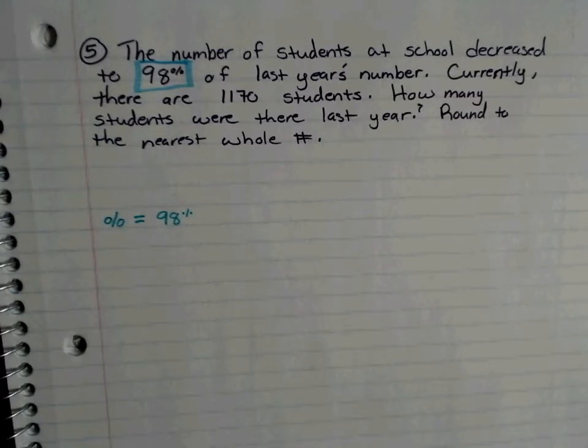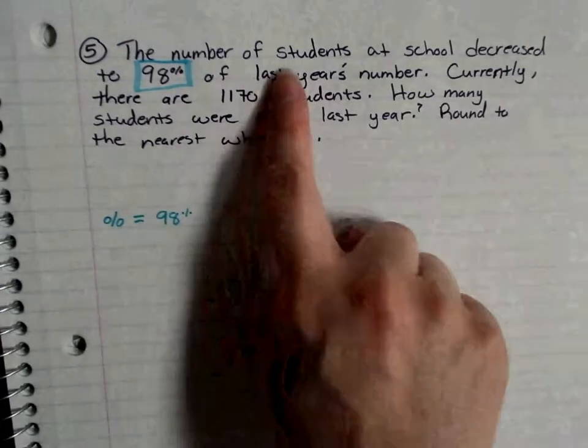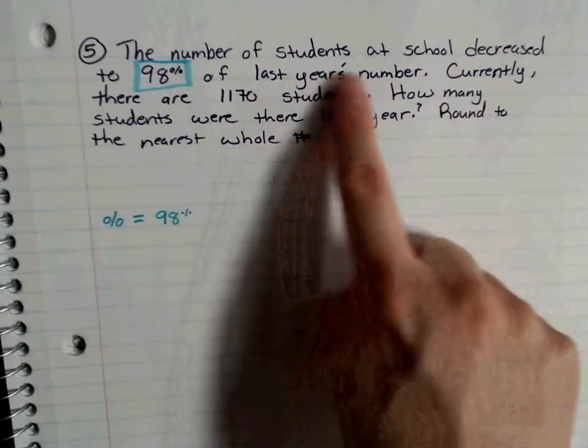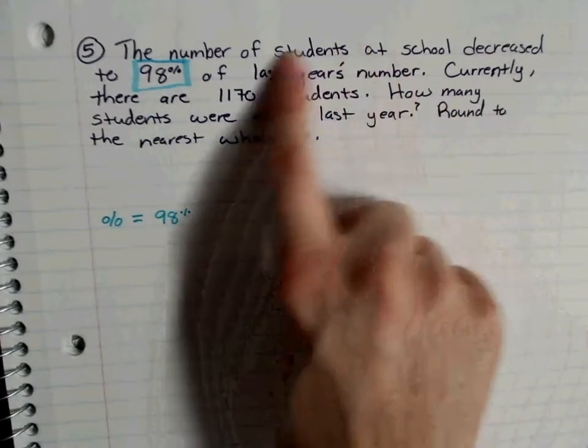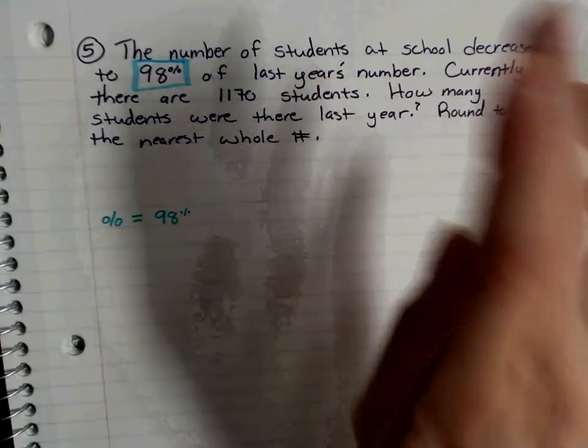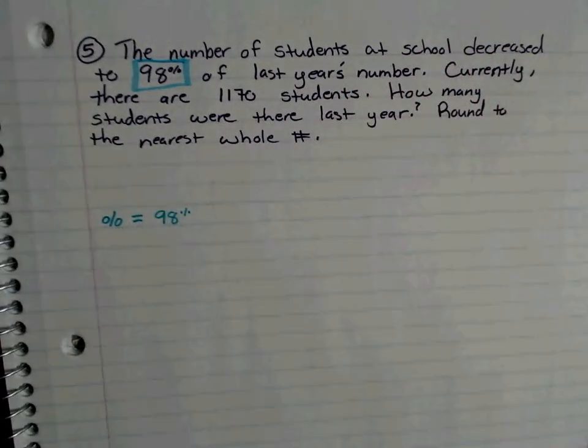So we know that that's going to be 98%. So now you have to look at 1,170 and try to decide, okay, is that a part or is that a whole? So is the students this year a part of the students from last year? So the number of students, it's considered to be 98% of last year's number. So last year's number of students is the whole value. Okay? This year's students is the part.